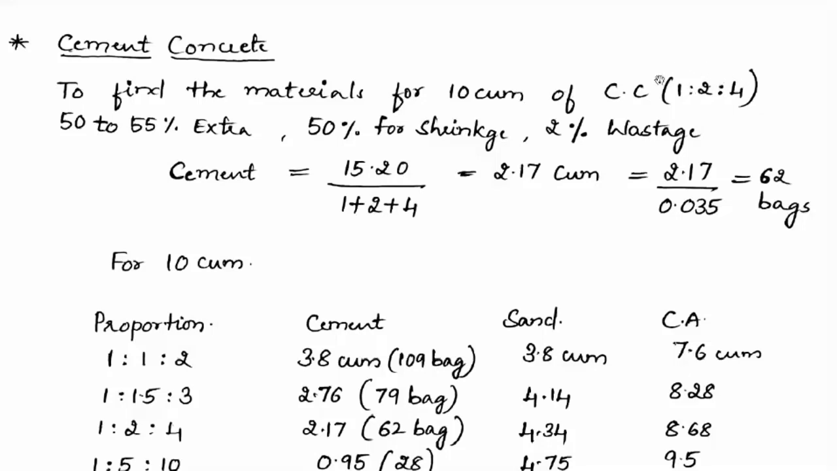So as to prepare this M15 grade of concrete of 10 cubic meters, how much cement is required, how much sand is required and how much aggregate is required. That we will try to calculate.